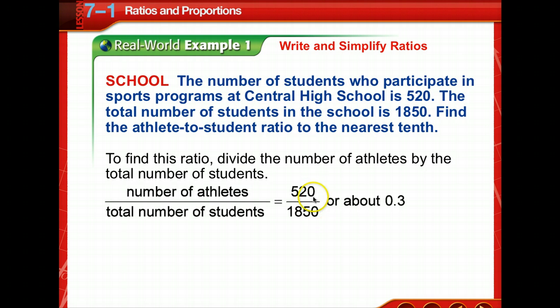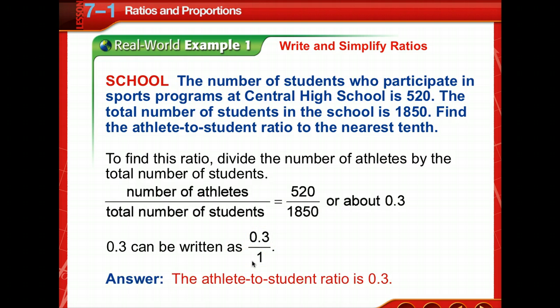So 520. Now, you could write this as an equivalent ratio. 52 over 185 is equivalent. So how do we find out this answer, 0.3 or 3/10? Well, we take 520 divided by 1,850, or 52 divided by 185. We round it to the nearest tenth. That's what we've been asked to do. Since this can be written as a fraction, as a ratio, the athlete to student ratio is 3/10.